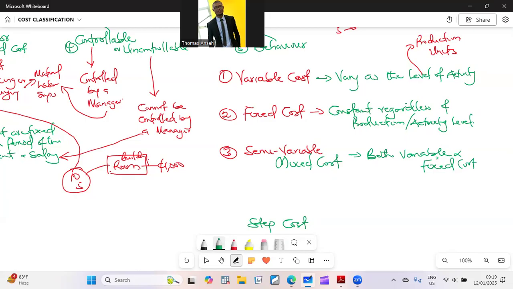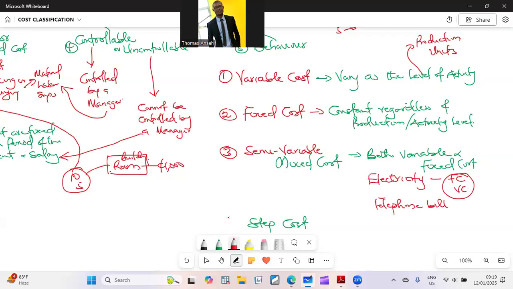You know, something like electricity is one of them. When you are using up to a certain unit, you see that it is fixed. Immediately you cross a certain level, it becomes variable. All right, so that is that. The same thing goes for telephone charges, bills. Yeah, it's also like that.